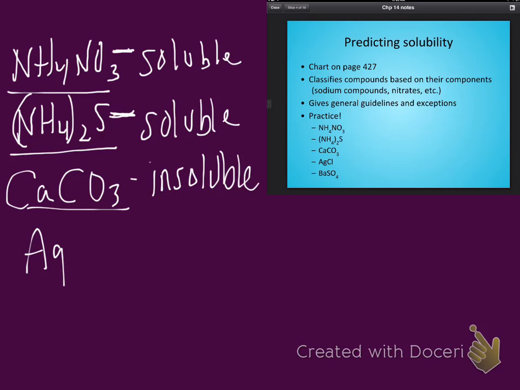Now, let's look at our next compound, AgCl. What is this called? Not soluble. Okay, so Rule 3 says most chlorides are soluble, but not silver. It's one of the exceptions. So this compound is insoluble.